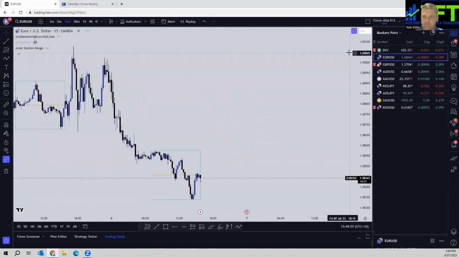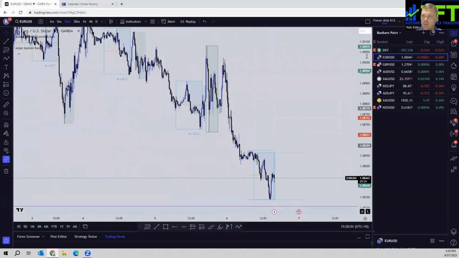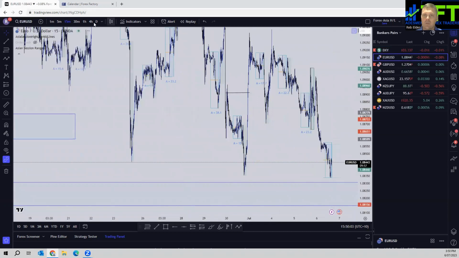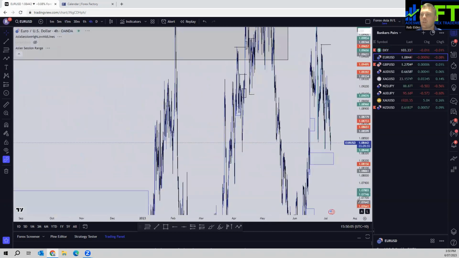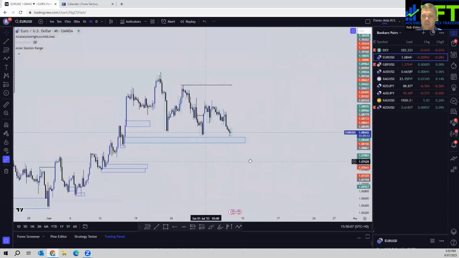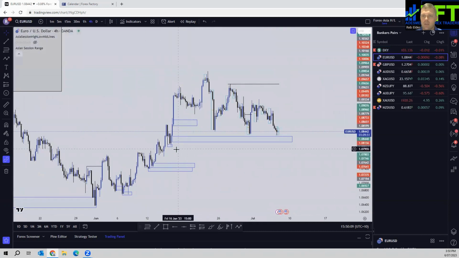Euro USD. So the euro, we'll jump out on the 4-hour here and we can get a bit of an idea of where we're at. So we see here we've been working our way up. We've had this massive impulse up, and then we've consolidated here. We've broken up, we've come back down, broken to the low side. Then we've started this bearish consolidation here, or retracement.